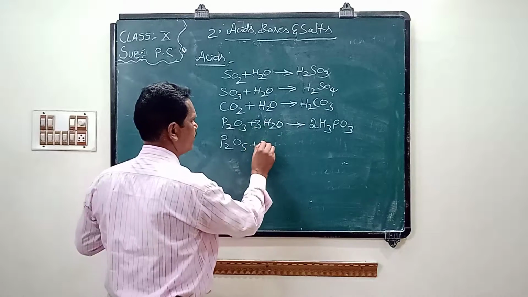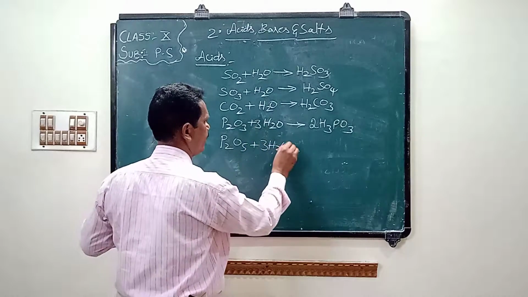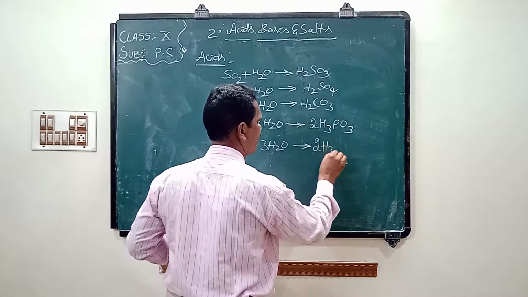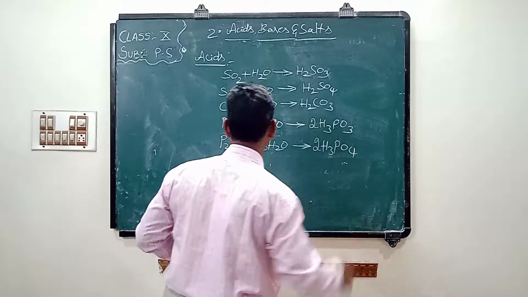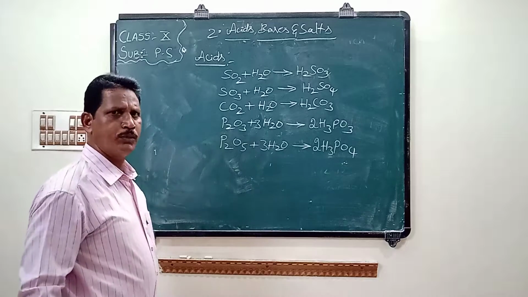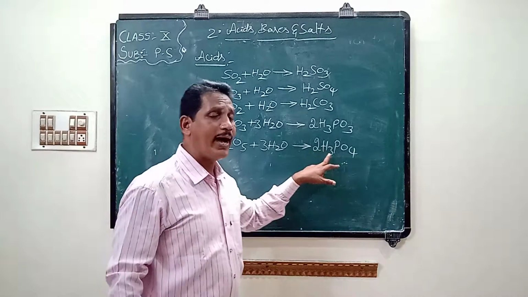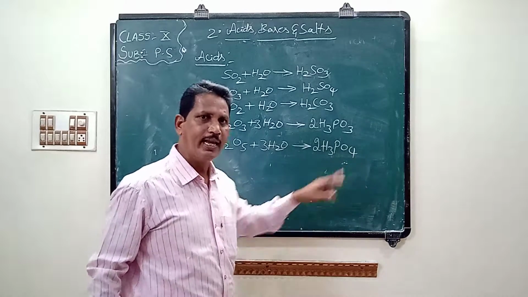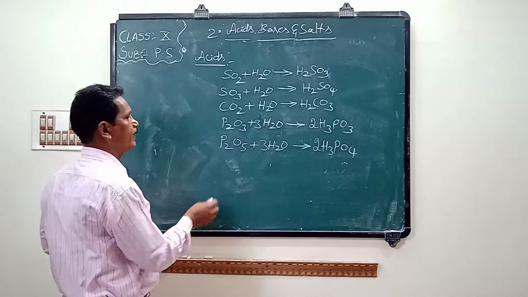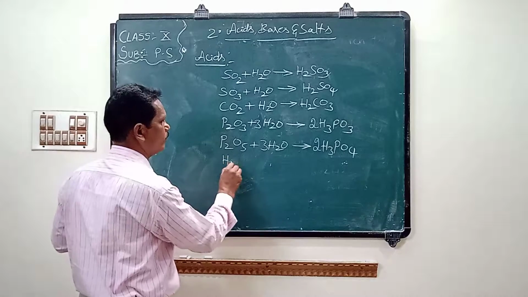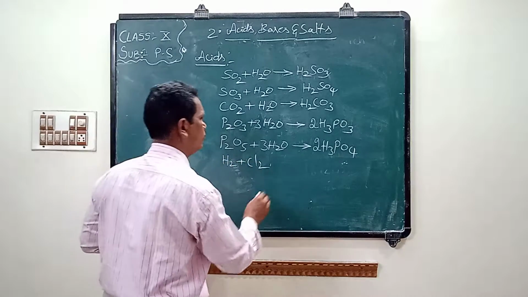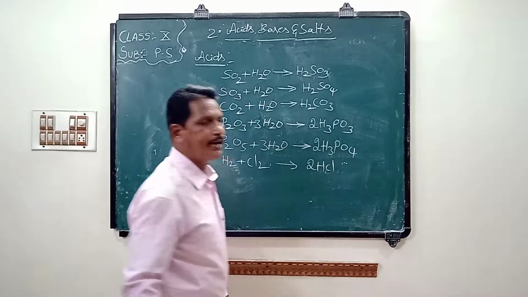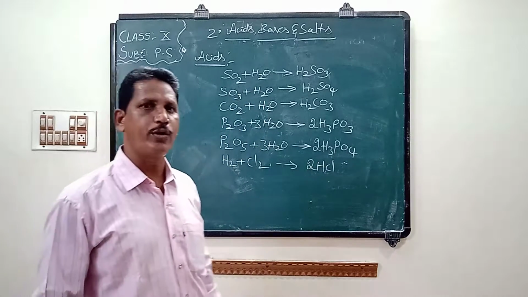P2O5 plus 3H2O gives rise to 2H3PO4. Two molecules of phosphoric acid, H3PO4. And H2 plus Cl2 gives rise to 2HCl, hydrochloric acid.